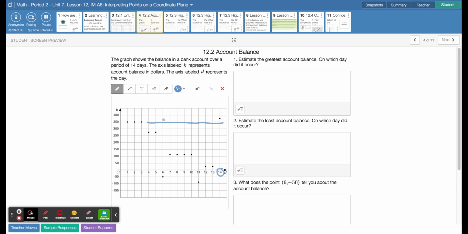And so on day 14, what it looks like is that it's almost right in between these two. So I'm going to be looking for a number right between 350 and 400. Again, we're estimating. I'm going to say that this is probably about $375, and that is on day 14. So do make sure that you answer the entire question. We're estimating the greatest account balance, and it occurred on day 14. Okay. See about answering the next one on your own. See what you can do first before you continue, so that you can test and see how well you're understanding what's going on here.